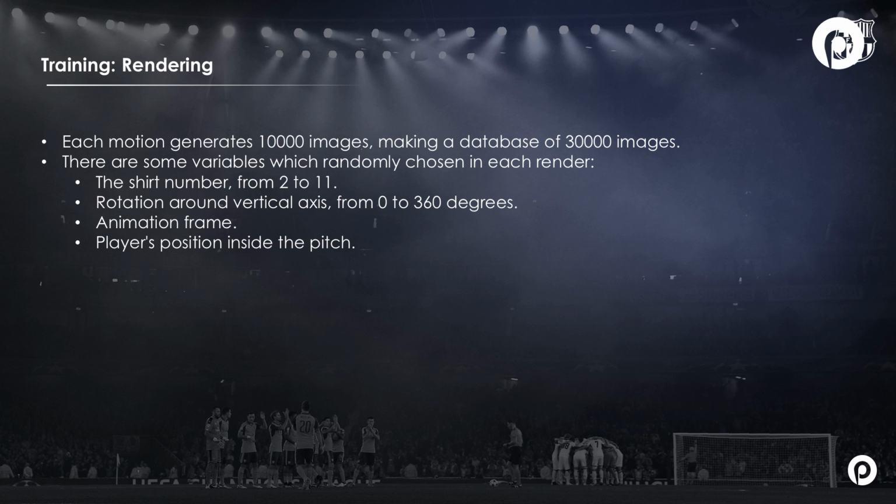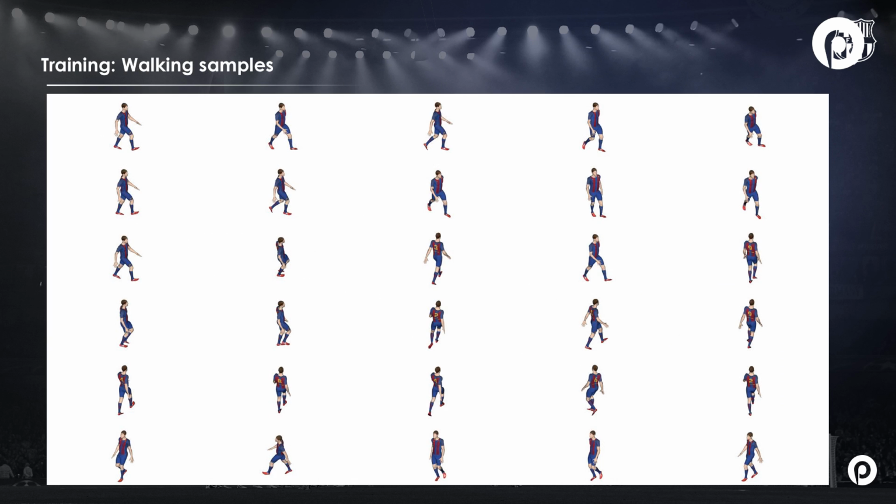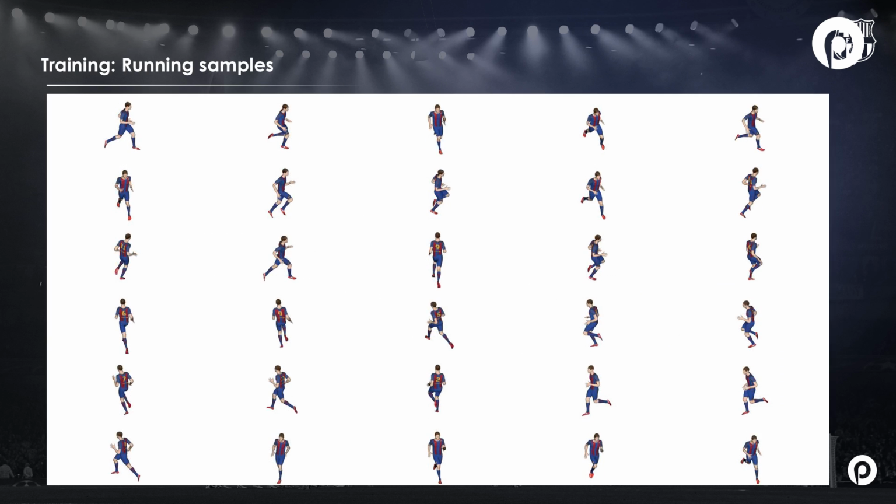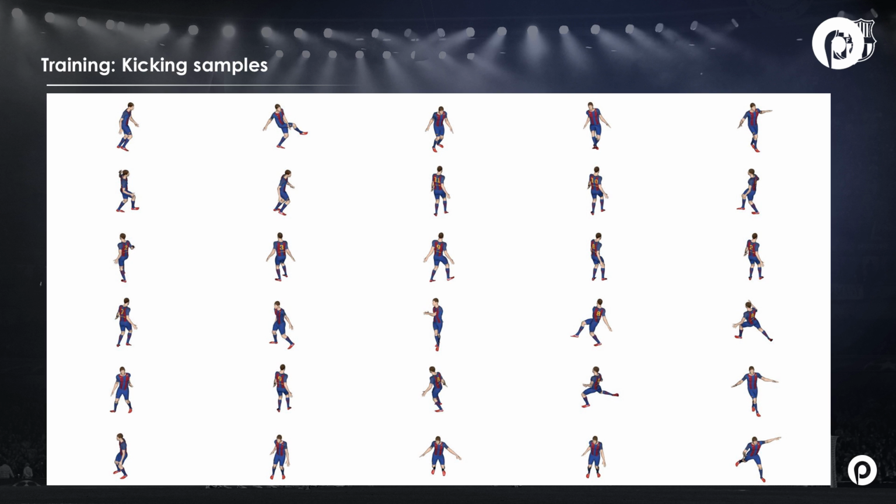With these three motions, we generated 30,000 pictures, 10,000 from each motion. We randomly chose the number of the t-shirt, the position, the orientation, and the frame of the animation, and we generated 30,000 pictures. One example of walking is in these pictures, then running, and kicking the ball.